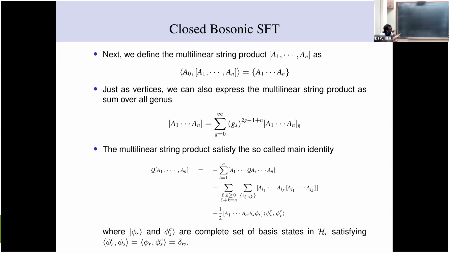The A0 was also on the top line? No, not here. So you've chosen some special A0? No, it's some arbitrary state in the CFT. So the multilinear string product doesn't have information about A0 then? Yeah, it's defined in the way that its inner product with any arbitrary state gives you this vertex. I see, yes.